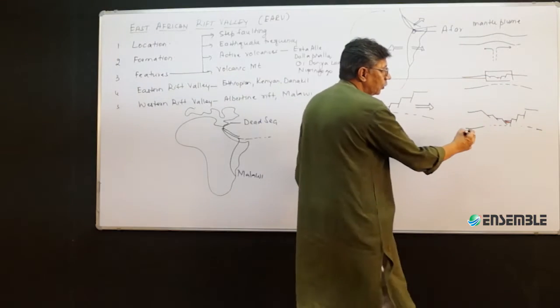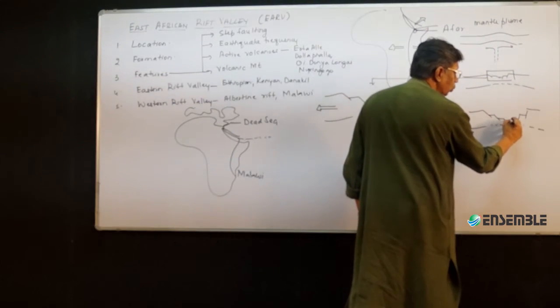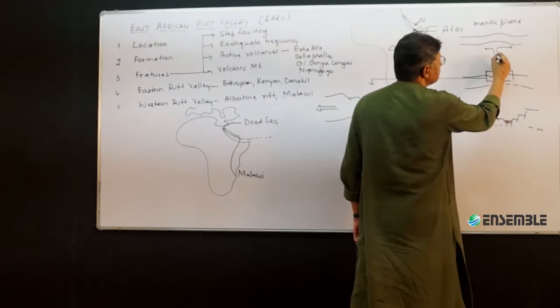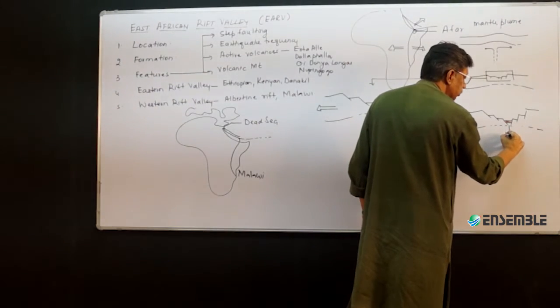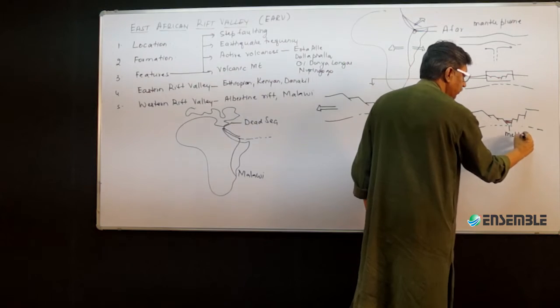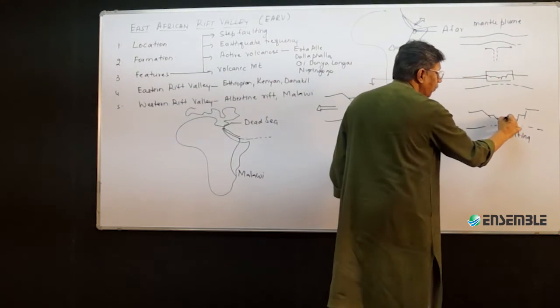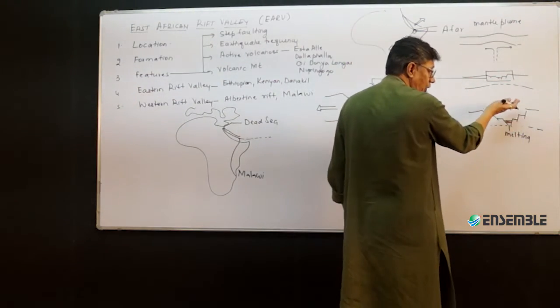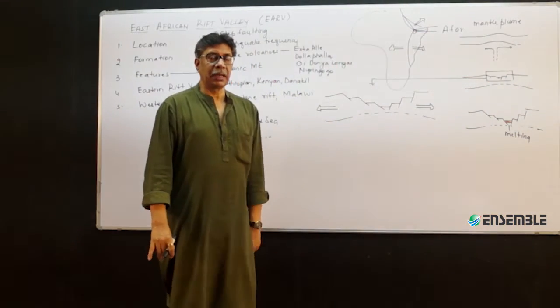Now, when the whole of this region goes on to develop a crack and it goes on to melt, that is, because of this mantle plume, the entire region goes on to melt. The whole of this portion has undergone melting. Then this goes on to become the site of volcanic activity.